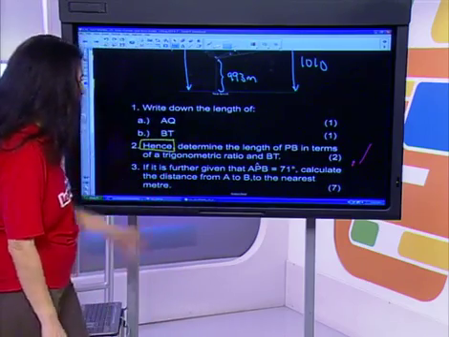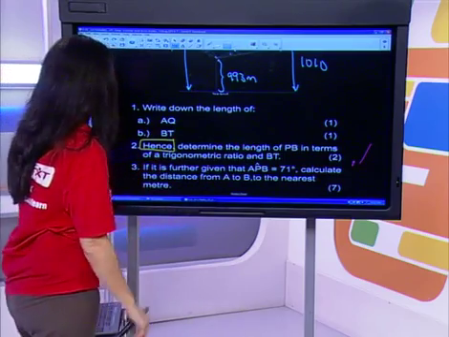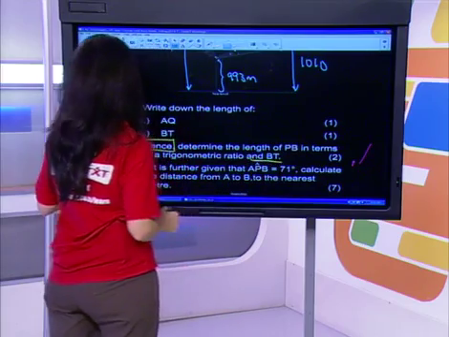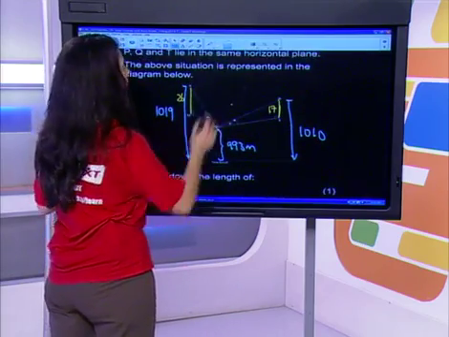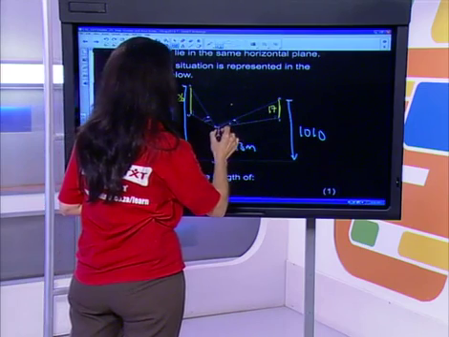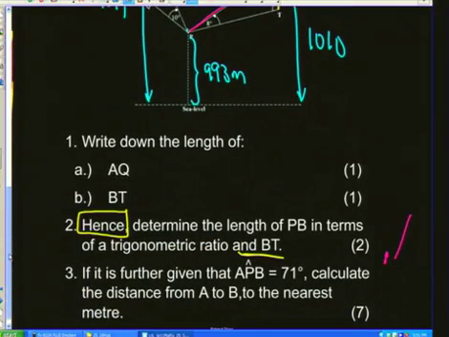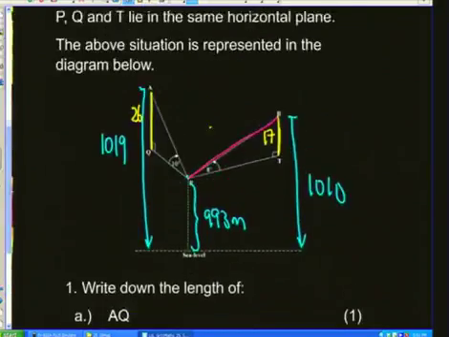So what is the next question? Determine the length of PB in terms of a trig ratio and BT. So we're going to find what is PB. Here's PB in terms of a trig ratio, and they want something else, and BT.